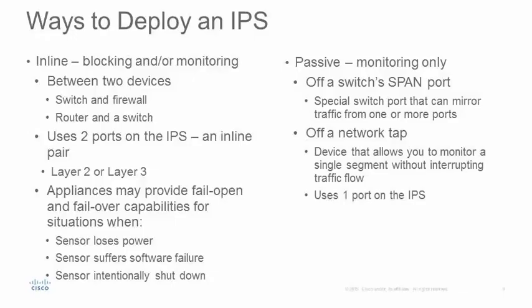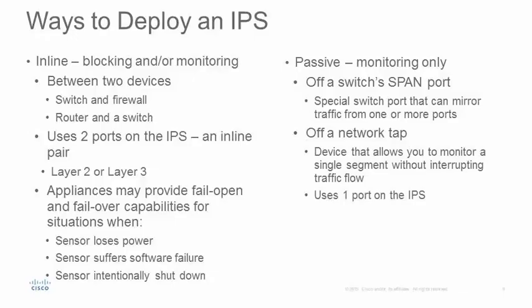Appliances may provide a fail-open or a failover capability for situations when a sensor loses power or a sensor suffers a software failure. In the case of the 7000 and 8000 series FirePOWER appliances, those have hardware bypass modules, or some of the copper fixed ports on those certain models will fail to wire, so that we don't lose connectivity.